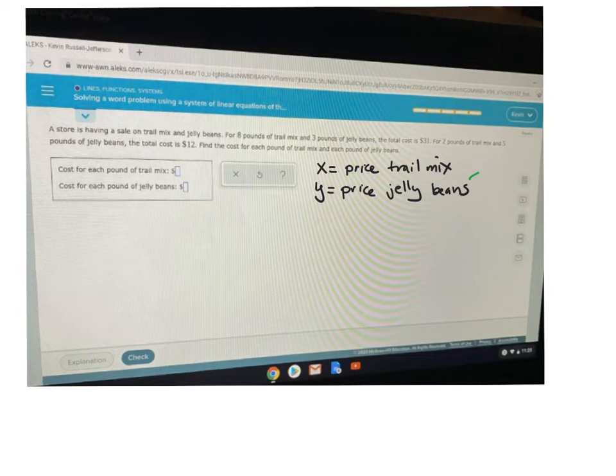You have 8 pounds of the trail mix and 3 pounds of the jelly beans. So the way I'd write my equation is 8x, so this is the total cost, so it's 8 pounds times whatever the cost of that trail mix is, plus 3 pounds of jelly beans times however much that is, which we said was Y, and that equals $31.